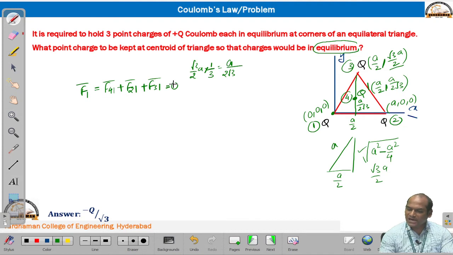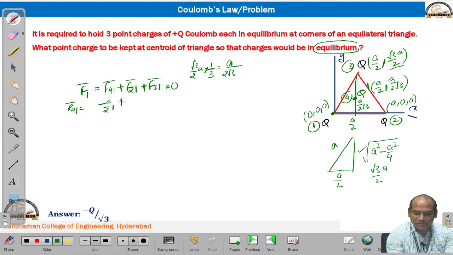You need not take the charge which is available at 0 0 0 only, you can take the charge at a 0 0, or you can take the charge at a by 2 comma root 3 a by 2 also. These 3 charges will be in equilibrium because of the fourth charge available at the centroid. I am taking the charge available at the origin. So, to calculate F41 we need r41. r41 bar is equal to, again same thing, observation minus source charge. So, 0 minus a by 2 is minus a by 2, comma 0 minus a by 2 root 3 is minus a by 2 root 3.